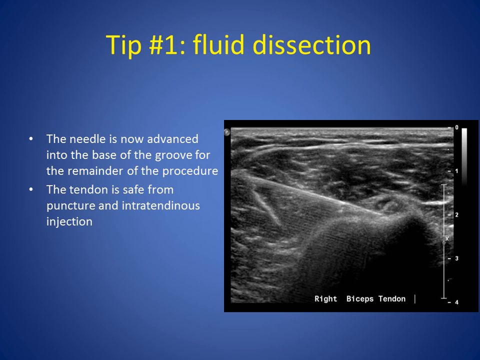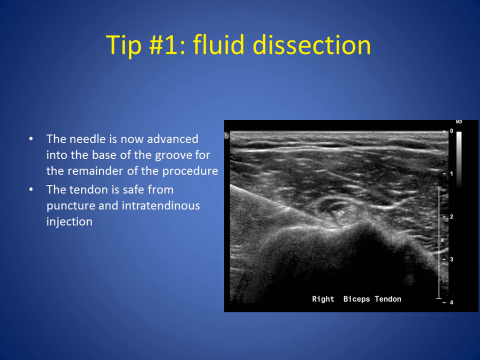A little bit more injection, you can see the biceps has now been displaced medially, and it allows me a window to put my needle into the base of the groove underneath the tendon. I've not skewered the tendon, I've pushed it out of the way. And this allows me room to do the rest of my injection. Okay, so fluid dissection can be very useful for this type of procedure.